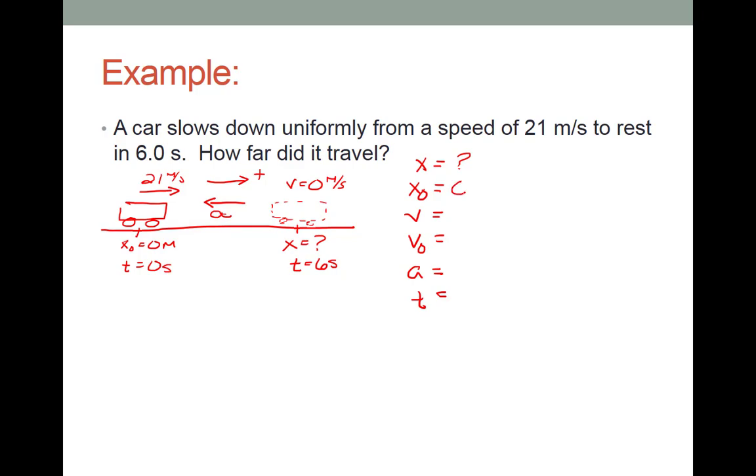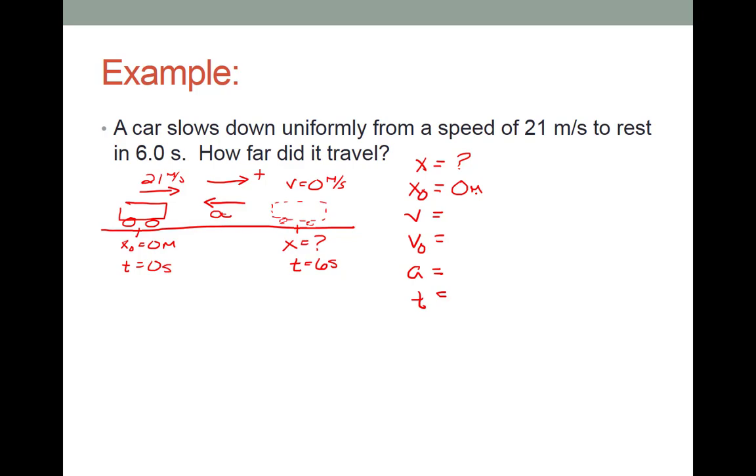x naught is 0. And you'll be like, but you chose that. Yeah, I chose that. Why shouldn't I choose it? I want to know how far it traveled. If I let x naught be 20, then the x I got would be a factor of 20 bigger. It's not even the best way of saying it. Than what it would be if I let x naught equal 0. I would still get the same answer for how far it traveled, because really what I'm after there is the displacement.